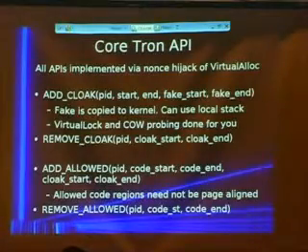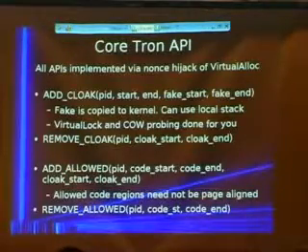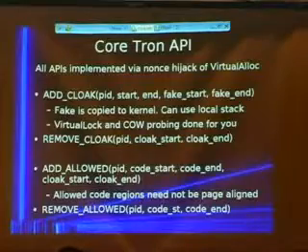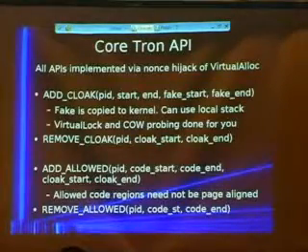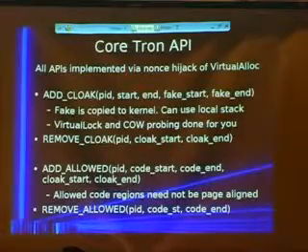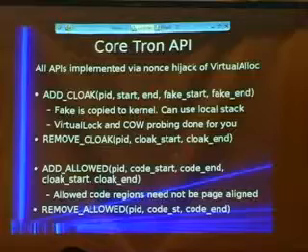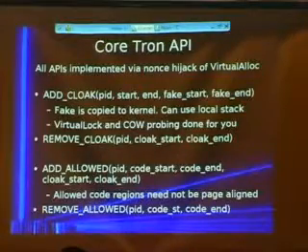The core Tron API. All the APIs are implemented via a nonce hijack of VirtualAlloc. So what does that mean? That basically means there are two roughly 32-bit keys that are handed to VirtualAlloc. Tron detects this in the kernel and says, okay, this is meant for me as opposed to the kernel, and redirects it to one of these APIs.